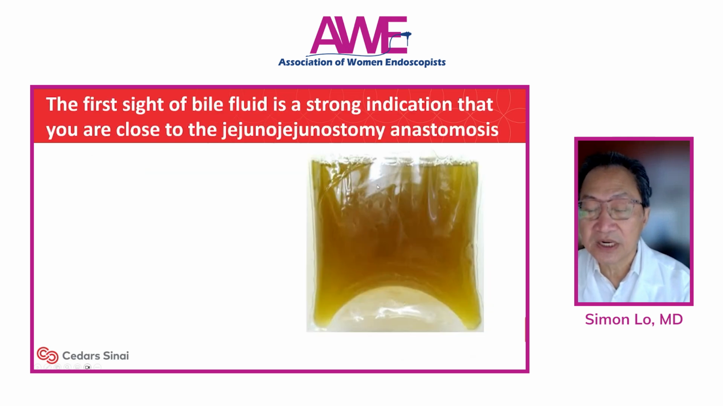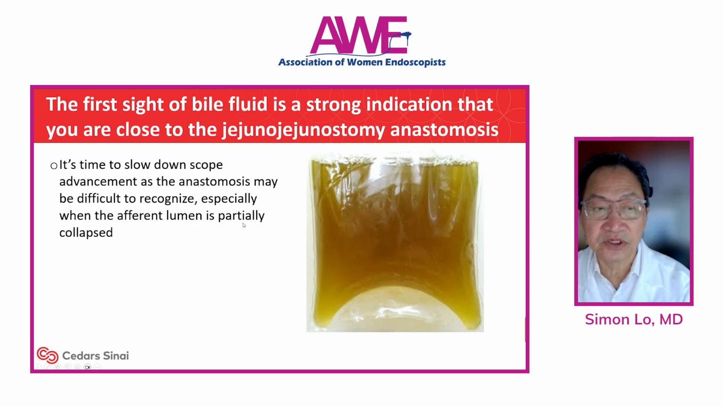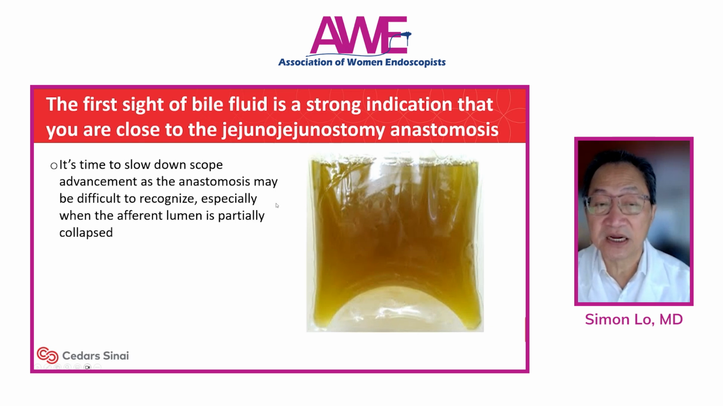If you see bile in a small bowel lumen, you need to slow down your scope because you're getting very close to the JJ anastomosis. Sometimes the JJ anastomosis is very easy to miss, and you end up zooming past it, and then you regret passing a long length later without knowing whether you're going to reach the papilla or the bile duct anastomosis or not.